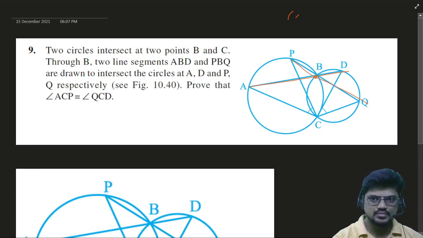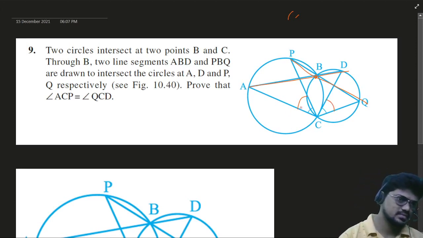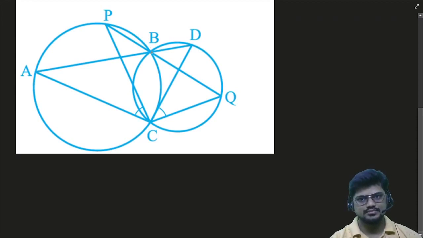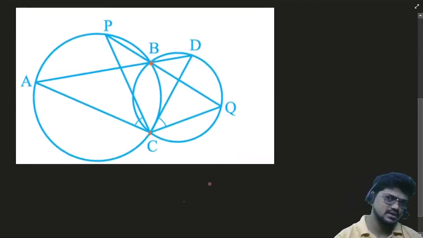Okay, drawn to intersect the circles at points A, D, P, Q respectively. You have to prove that angle ACP is equal to angle QCD. These two angles are equal. You need to prove this. Now we can prove. Fine. See over here. These are the two points at which the circles are intersecting.